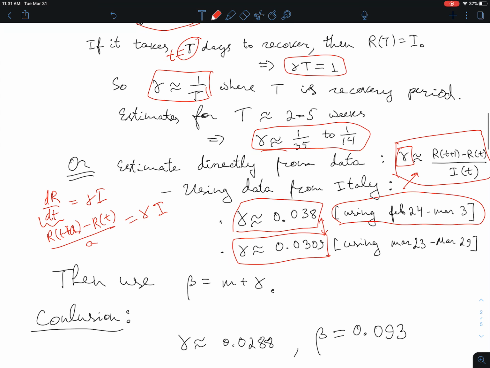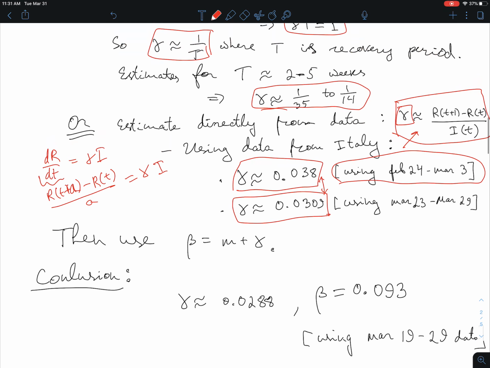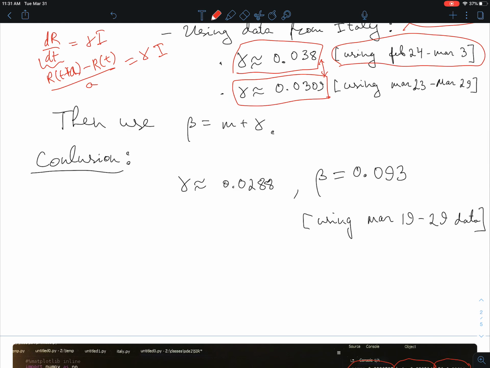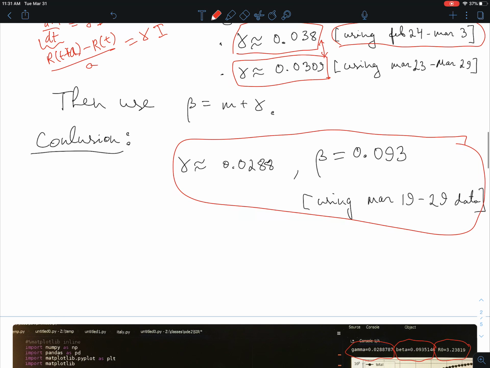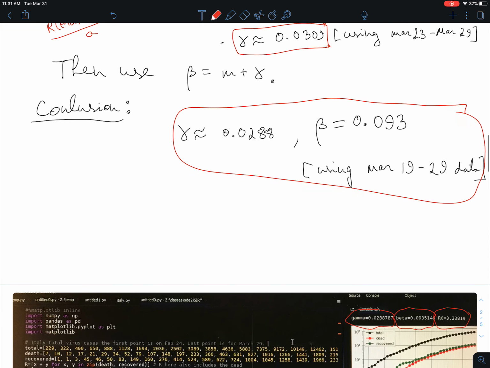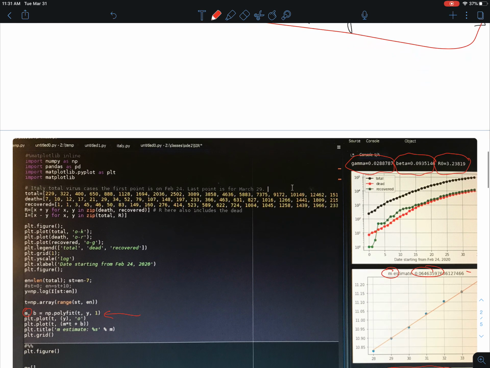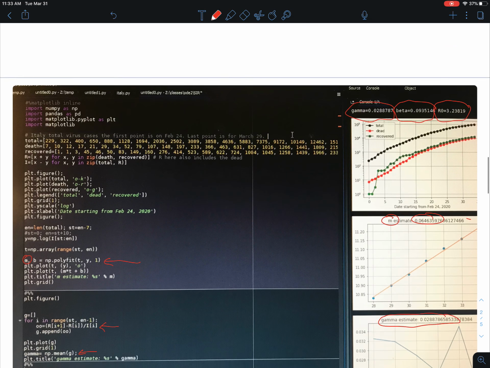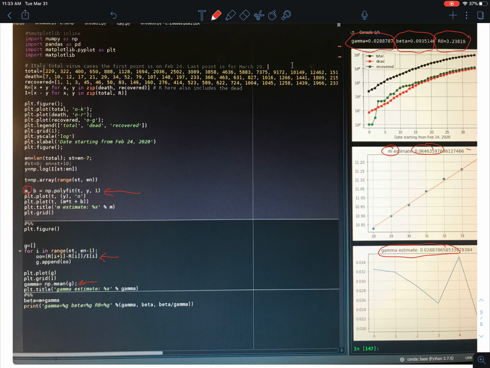Okay, so now that we have the gamma and we have the m, which is the difference between beta and gamma, we can read off both beta and gamma. Using the most recent data, these are the values of gamma and beta that we get from the Italy data. And now that we have that, we can plug it in and run the program. So here, let me just walk you through this code that estimates gamma and beta.